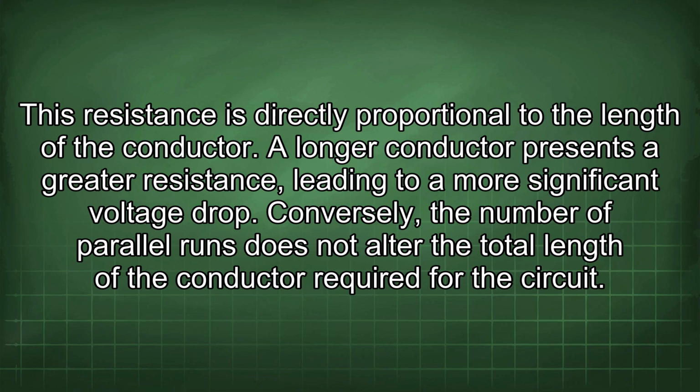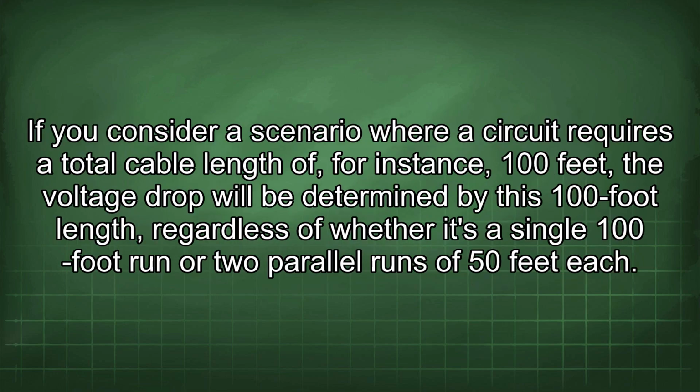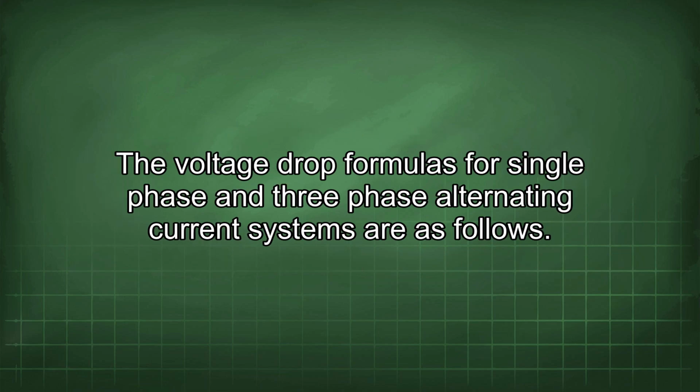Conversely, the number of parallel runs does not alter the total length of a conductor required for the circuit. If you consider a scenario where a circuit requires a total cable length of, for instance, 100 feet, the voltage drop will be determined by this 100-foot length, regardless of whether it's a single 100-foot run or two parallel runs of 50 feet each. The voltage drop formulas for single-phase and three-phase alternating current systems are as follows.